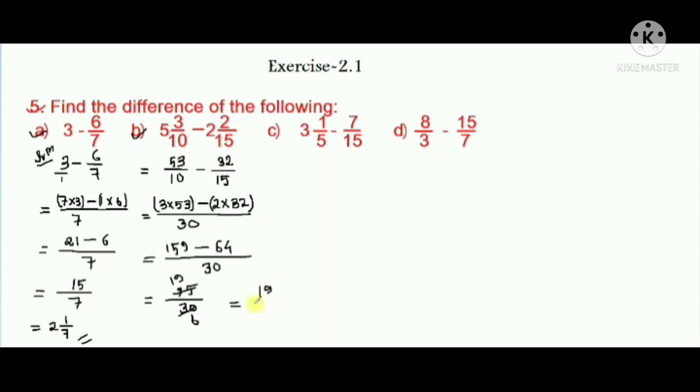If you want to write this into a mixed fraction, you can: how many times does 6 go in 19? 3 times and what remains? 1. So we will write 1 there. Okay, so I hope you understood this one, and similarly you can do number C and D, so no problem. So up to this much today.